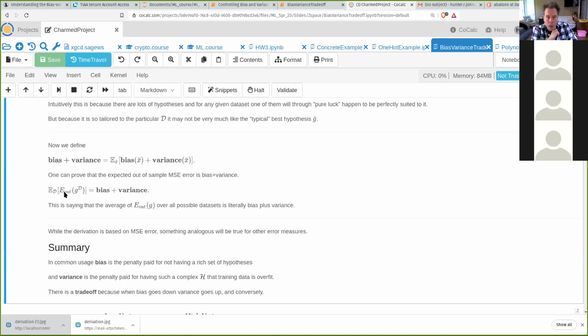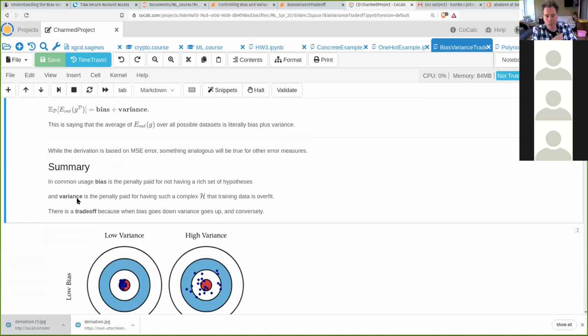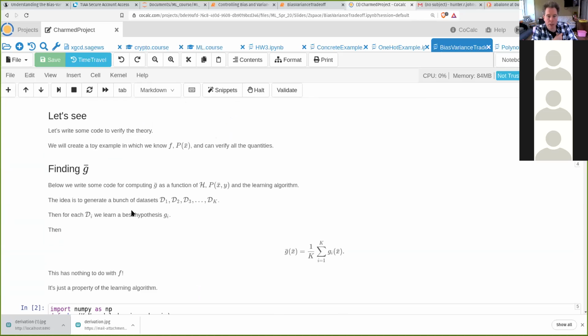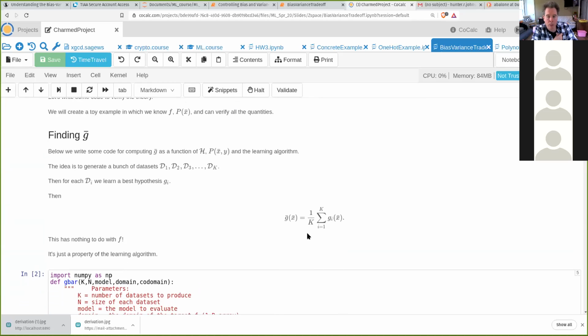If E out were a linear function, then it could, but E out might not be a linear function, in which case it can't come in. Okay, so let's look at some real examples, like how do you actually produce a G bar.